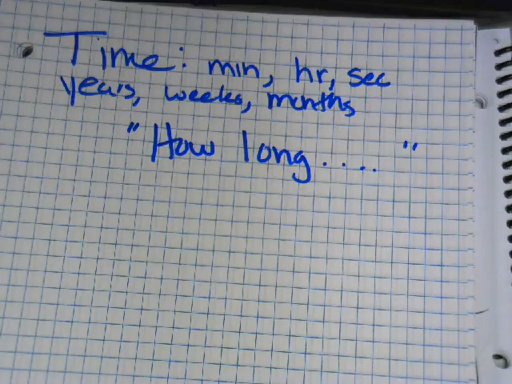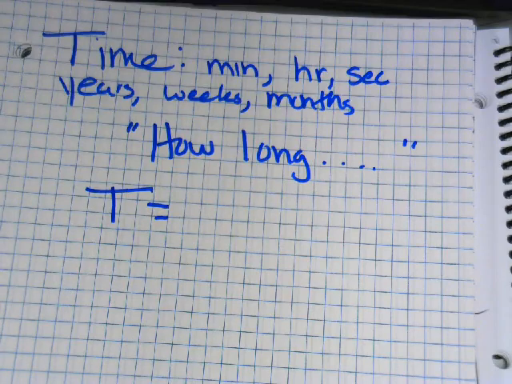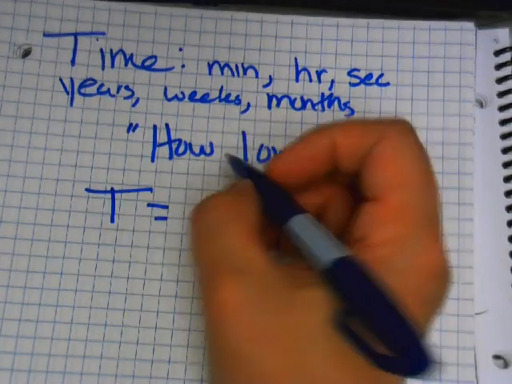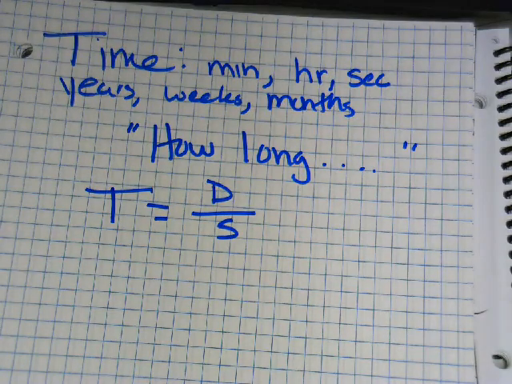How long? How do you think we're going to solve for time? What are the 2 things that I need for time? Speed and distance. The other 2, right? Distance and speed. So time is distance divided by speed. Why is it always divided? Why can't it be multiplied? Because we're not cool like that.